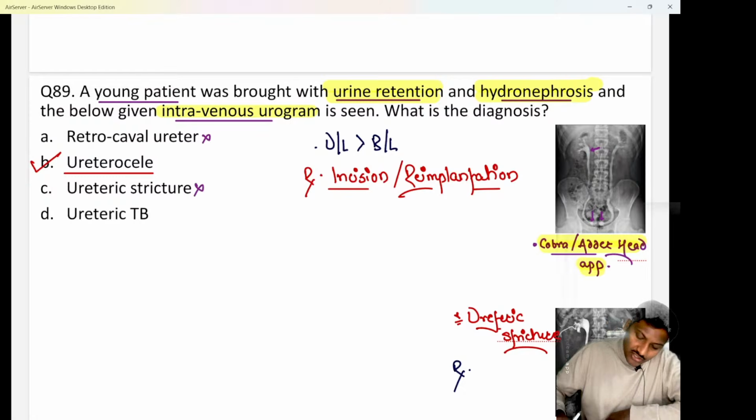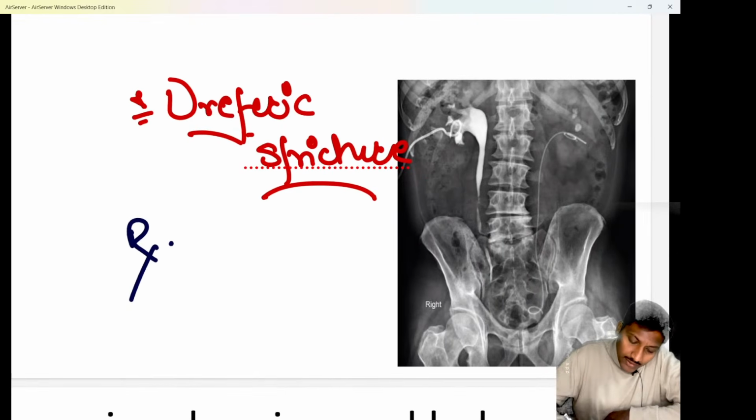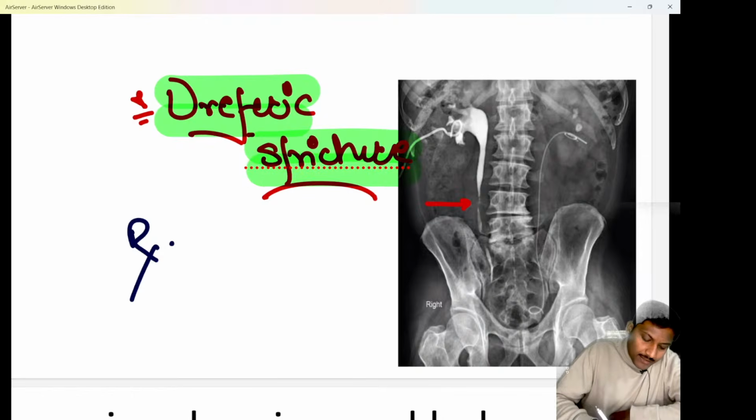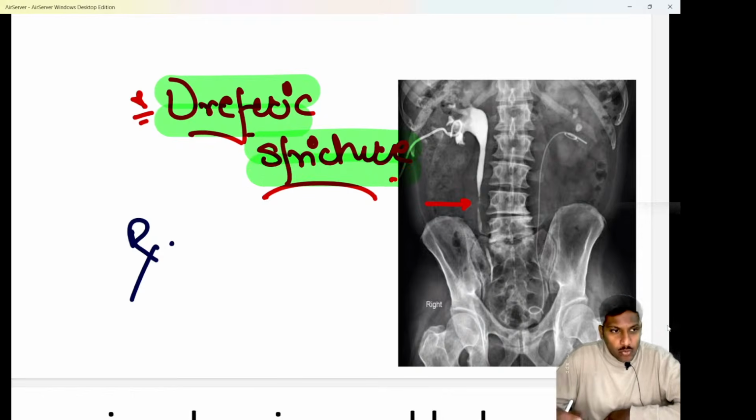Another is ureteric stricture. This is how the ureteric stricture is going to look on the intravenous urogram. If you see the picture, here you will find that there is obstruction to the flow of urine. The ureters have become extremely narrow, and that's the reason urine is not able to flow out, causing retention of urine or hydronephrosis again. Okay? Please tell me what should be the treatment if the patient is suffering from a ureteric stricture.